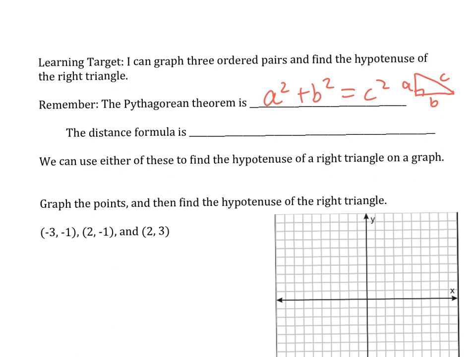And the distance formula is d, which is going to be the length of the hypotenuse, is the square root of x2 minus x1 squared plus y2 minus y1 squared. So it's the difference between the x coordinates of the 2 points, squared, plus the difference of the y coordinates of the 2 points, squared, and then you take the square root of all of that, which comes from the Pythagorean theorem. We can use either of these to find the hypotenuse of a right triangle on a graph.